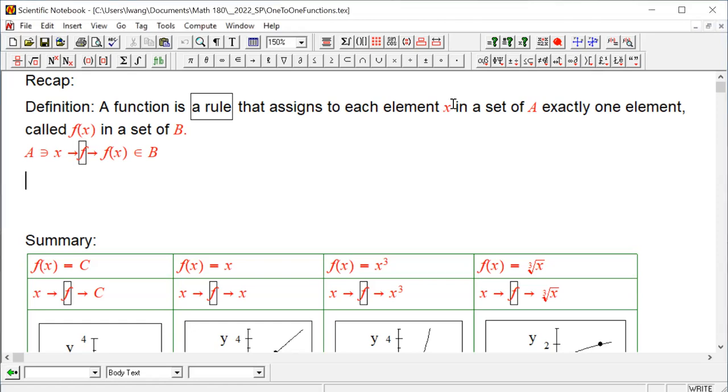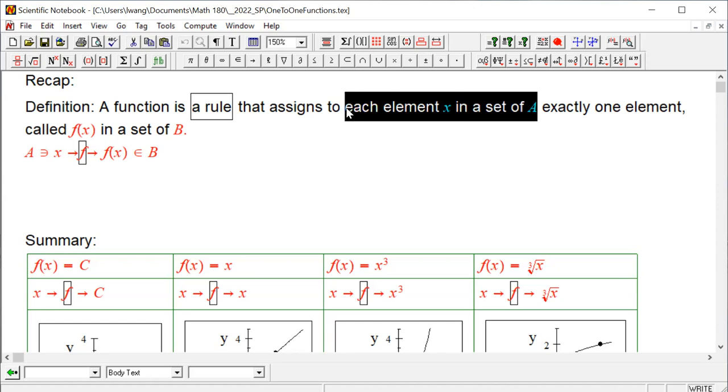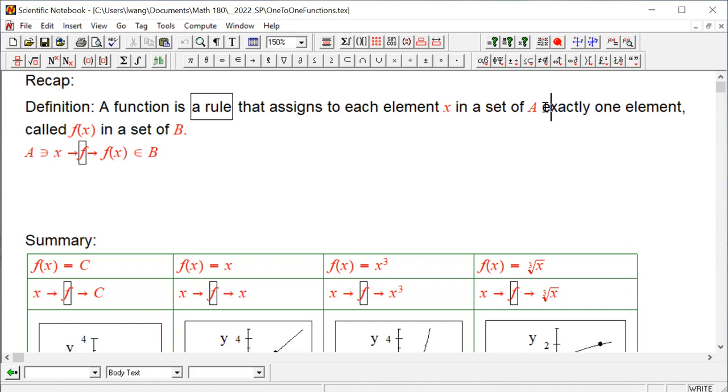The definition of function: we know that a function is a rule that assigns to each element x in a set A exactly one element called f of x in a set B. Exactly one. So we talked about that definition and we drew this diagram.